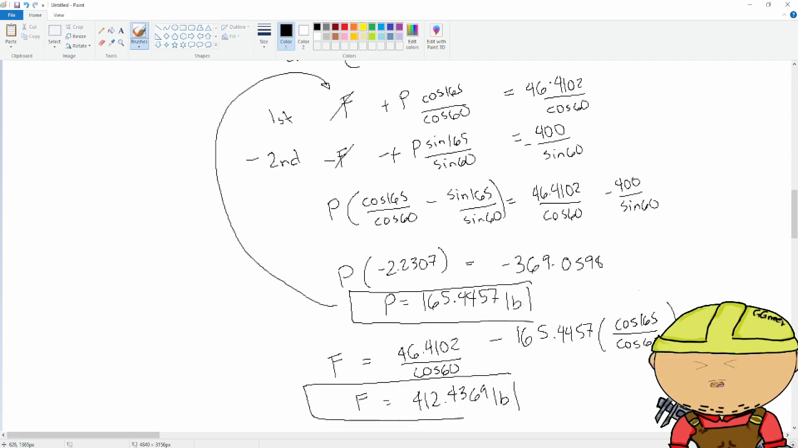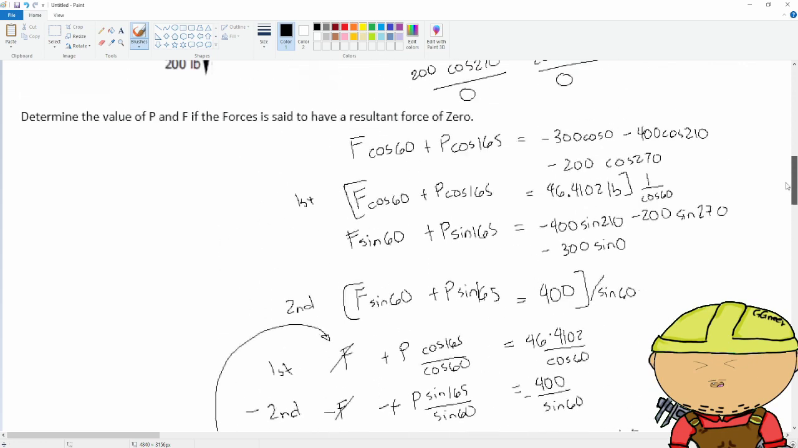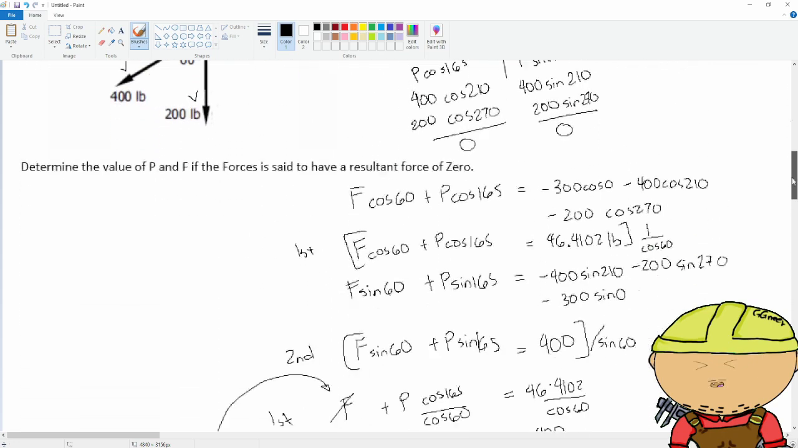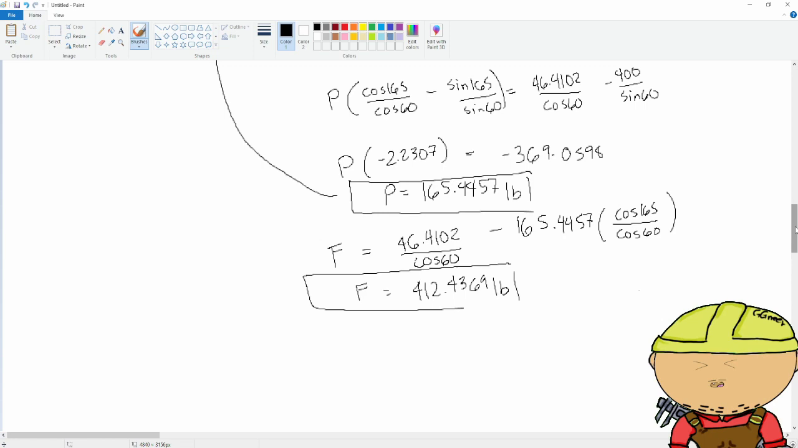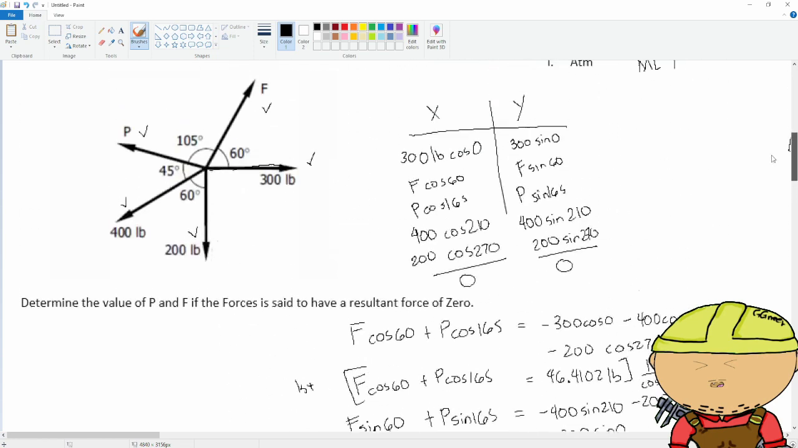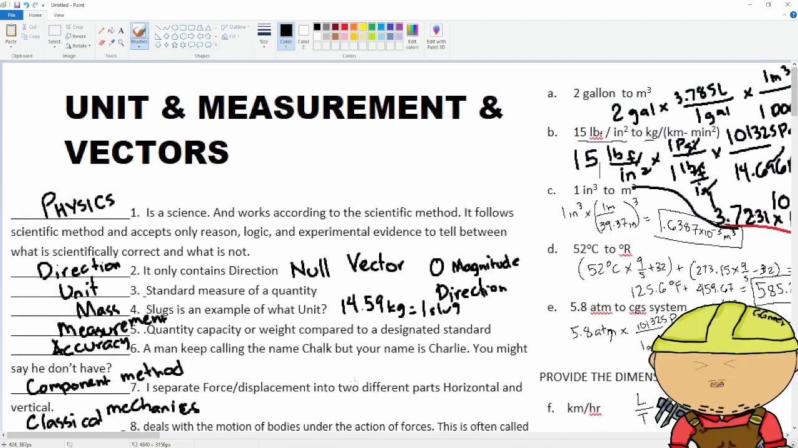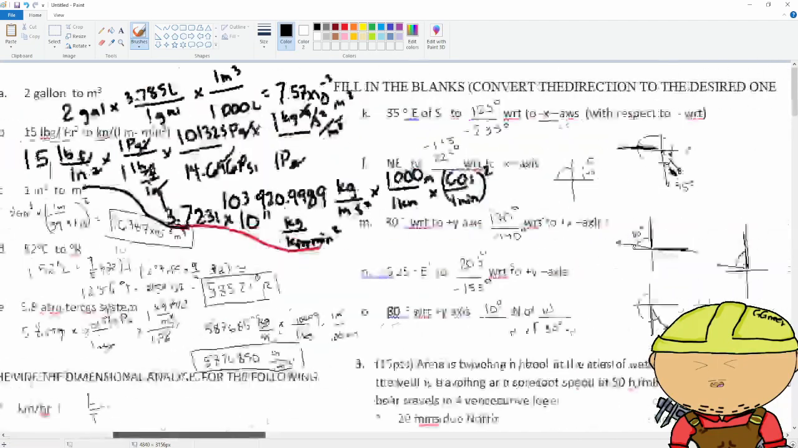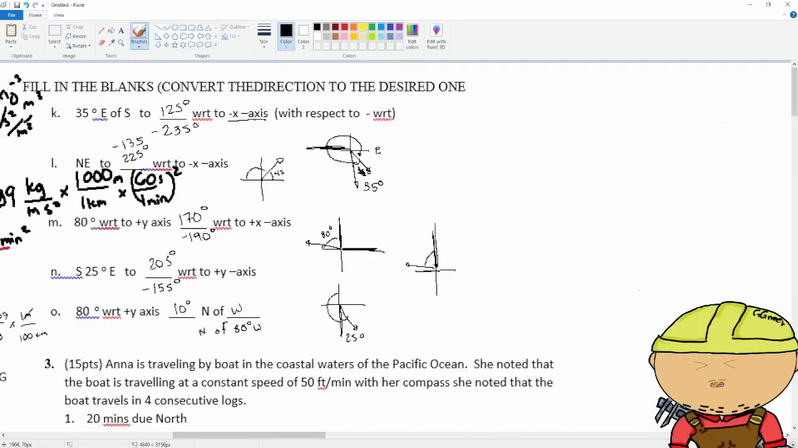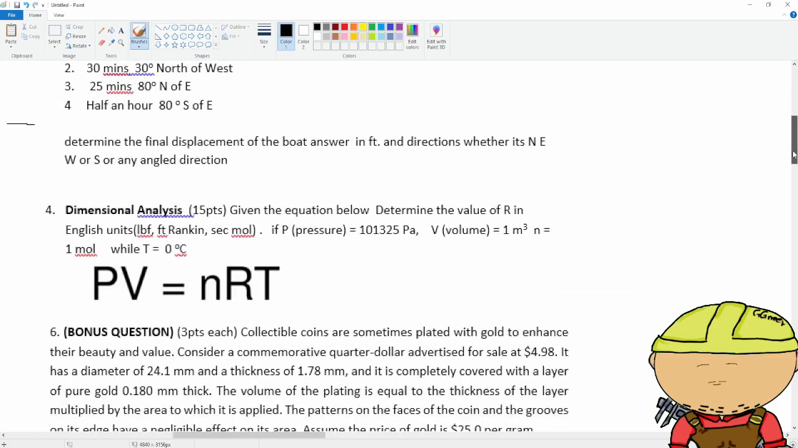That's either pound mass or pound force, whatever this unit is, so I'm just gonna use pound. We don't need the angle because we already have the angle. That's 60 degrees and that's 165 with respect to the x-axis. We already have the angle, check the diagram. Okay, next problem. Are you guys ready?